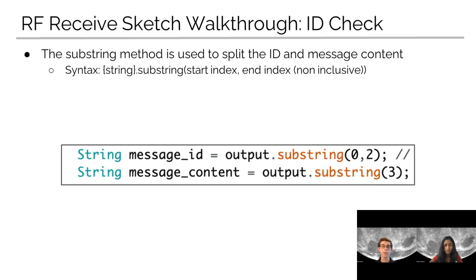So in order to get the first 2 characters of our message, we want to use 0 and 2 as our arguments. However, if we want just the rest of the message, as we do to get the content, we can just pass the starting index of that substring, which in this case will be 3.